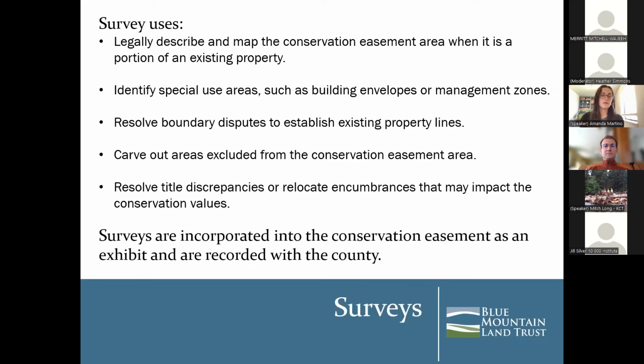It also is important to resolve boundary disputes. Oftentimes you see this where the boundary of a property is the middle of the river or the border of the river. And then it also can help resolve title discrepancies or relocate encumbrances that may impact the conservation values. So for instance, if your neighbor has a right of way and you want to have them move it, we want to survey out the new place. Surveys are incorporated into the conservation easement as an exhibit, and they are also recorded with the county so that they stay permanent and easy to track.